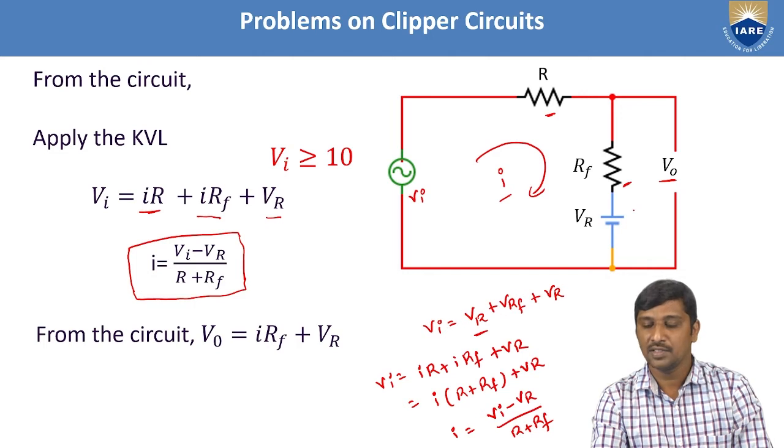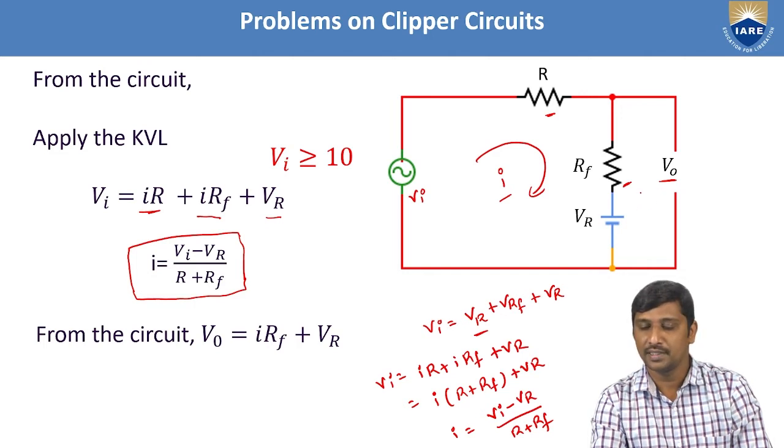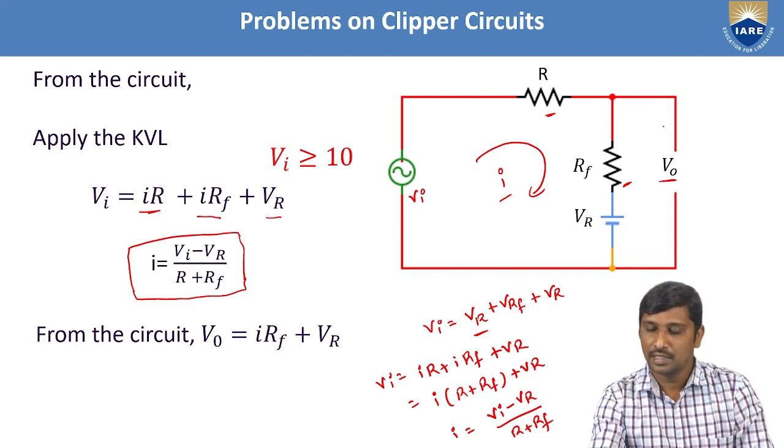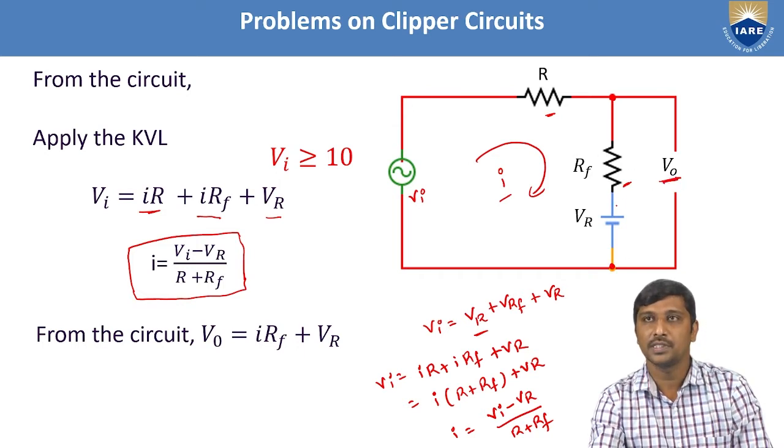Based on this circuit, what is the output voltage here? The output voltage V0 is directly proportional to this node. From this model, I am writing the output voltage along with the voltage drop across this resistance and the reference voltage VR.